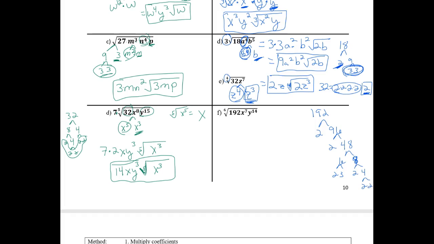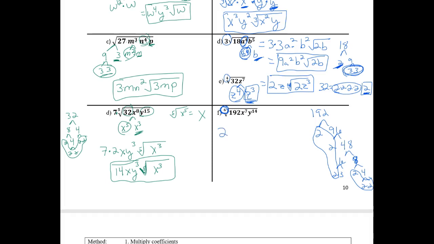Looking for 6. This is a 6th root. I need 6 things, or I need 6 factors that are the same being multiplied together. So I have 1, 2, 3 2's here, and 1, 2, 3 2's here. So there's my 6 2's. I can take the 6th root of 2 to the 6th power. Now it would just be 2.